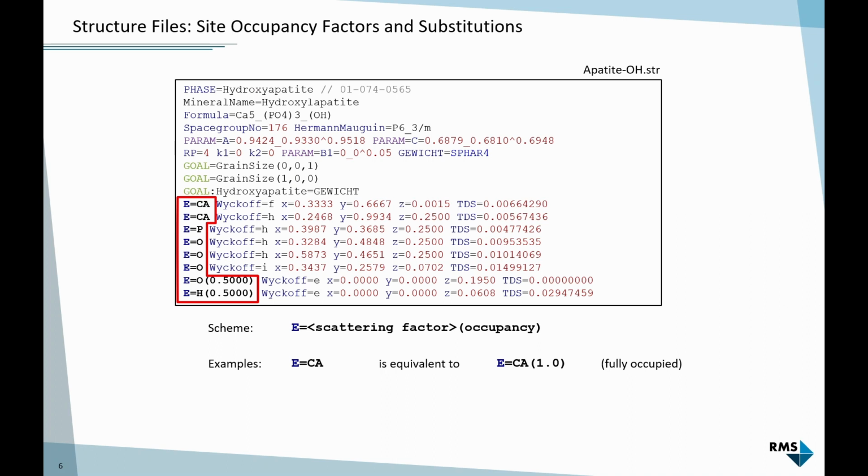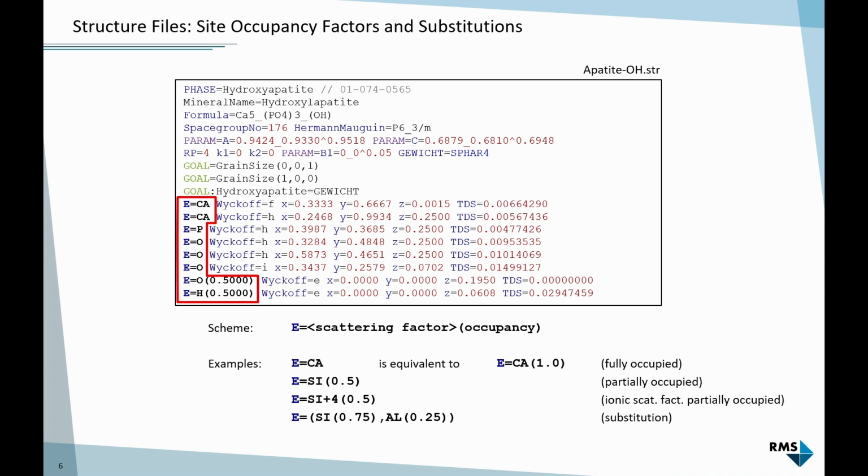So calcium, phosphorus, and all the first three oxygens are fully occupied. I could add the 1.0 in parentheses, it would be the same. If I add something other than 1, it means it's partially occupied. Of course, I'm not allowed to add a value larger than 1 or a negative value. That's not accepted. So anything between 0 and 1. That's a partially occupied silicon site. The same if I choose to use the ionic scattering factor. The first silicon was the atomic, the neutral scattering factor. I can do the same with ionic ones.